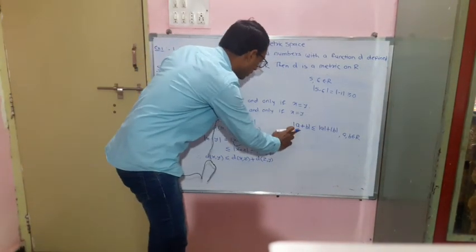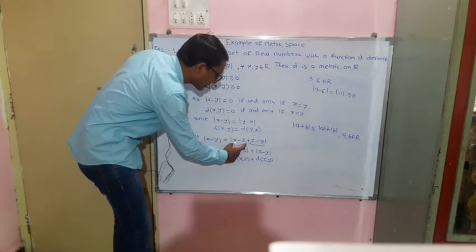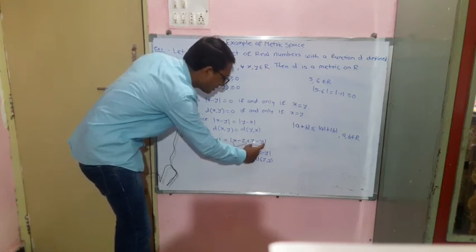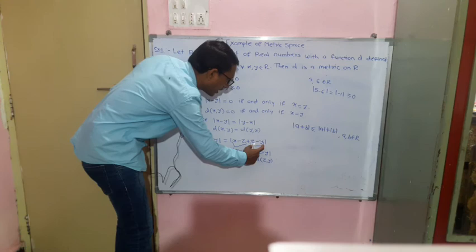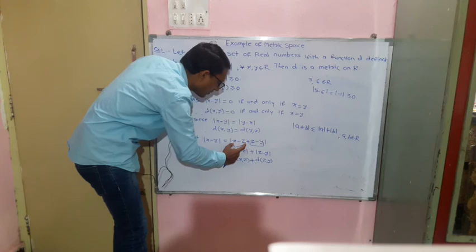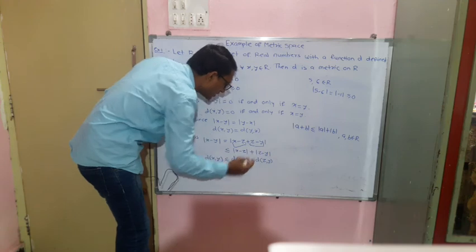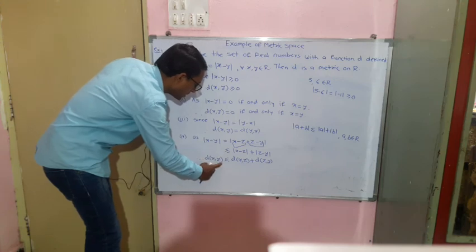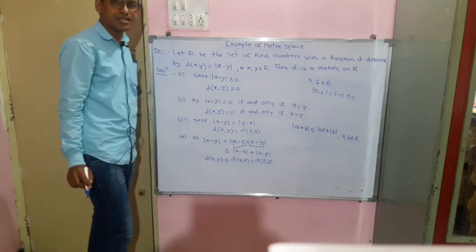We use this modulus property here. The difference x minus z is the difference of two real numbers, which is a real number, and again this difference is one real number. So I have the sum of two real numbers, and by using this property, the mod of the sum of the two real numbers is less than or equal to mod of this real number plus mod of this real number, and again by the definition of the given mapping, this is nothing but d of x,y is less than or equal to d of x,z plus d of z,y. So the triangle inequality is also satisfied.